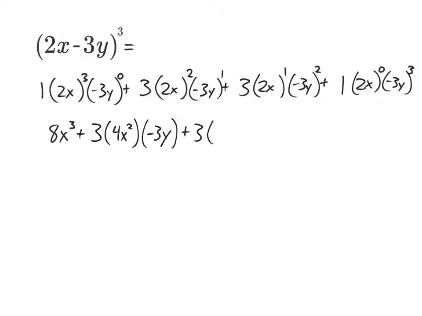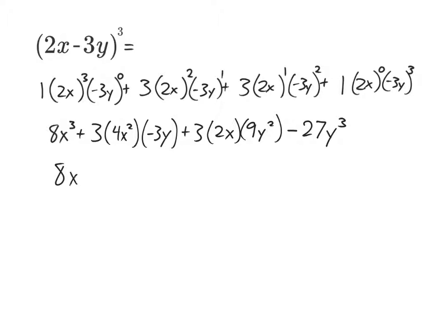Plus 3 multiplied by 2x to the 1, which is just 2x. And then negative 3y squared is going to be positive 9y squared, because a negative squared is positive. Plus 1 multiplied by 2x, I don't need the 1. 2x to the 0 is just 1. And then negative 3y to the third is going to be negative. So I probably shouldn't have written that addition sign right there. So that's going to be minus 3 cubed, which is 27y cubed.